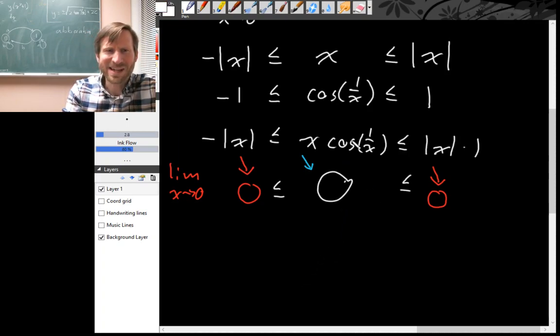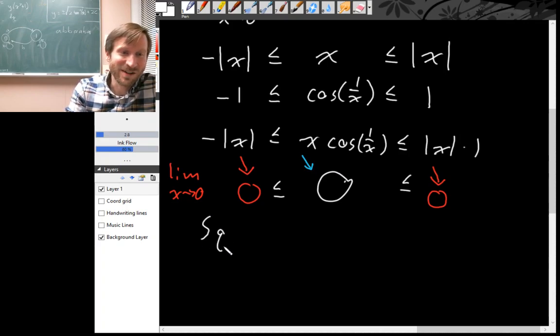What's really happening here is we were able to trap the function x times cosine of 1 over x in between two other functions. Those two functions go to 0, and so they sort of squeeze our function in the middle. And that's why this fact is called the squeeze theorem.